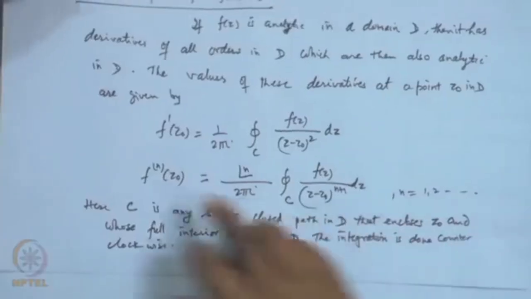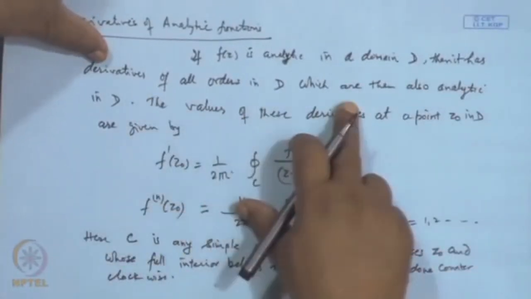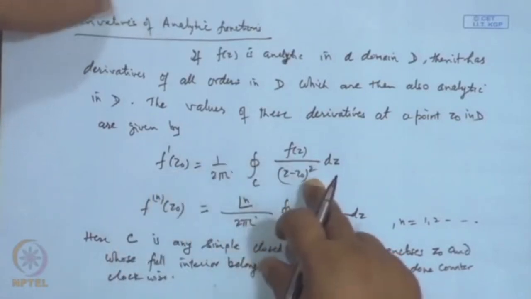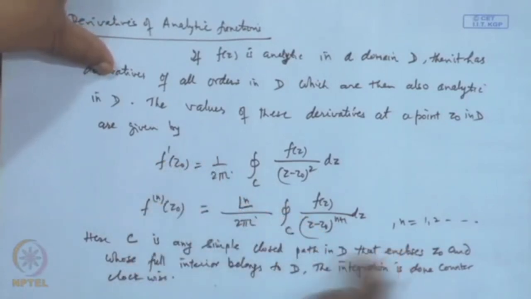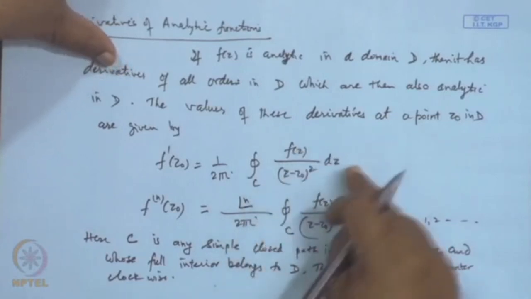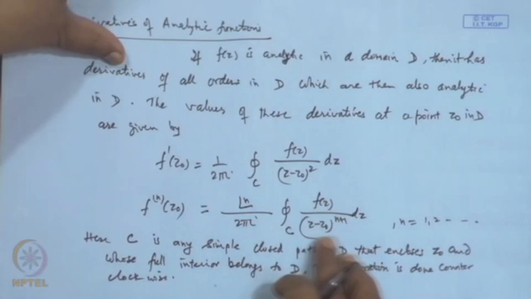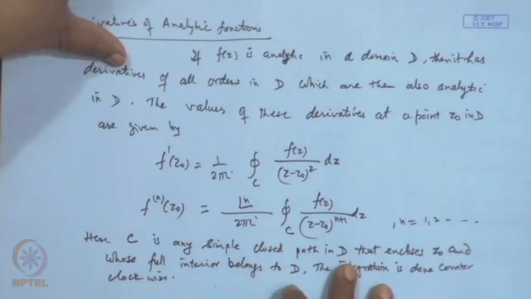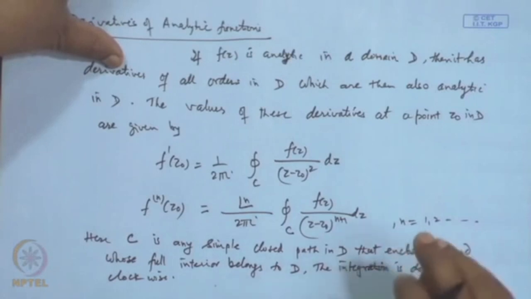So, what this result says is that if a function is analytic in a domain D, then all of its derivatives of higher orders will exist and they will also be analytic. Further, if we have the value of the function at a point z naught by the help of the Cauchy integral formula, then the corresponding values of the derivatives at the point z naught are given by this formula. The first derivative f prime z naught is 1 upon 2 pi i integral over C of f z over z minus z naught whole square dz, and the nth derivative at the point z naught is given by n factorial over 2 pi i integral of the function f z over z minus z naught to the power n plus 1 over the curve C, where C is any simple closed path, the integration is taken in the counterclockwise direction and the curve must enclose the point z naught and lie in the domain where the function is analytic.